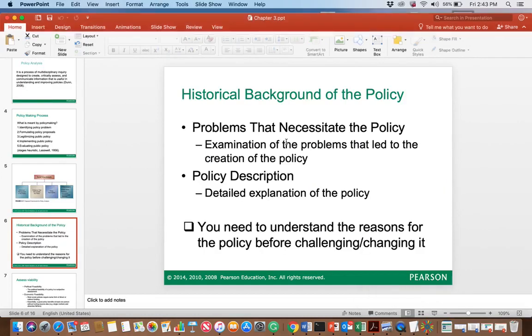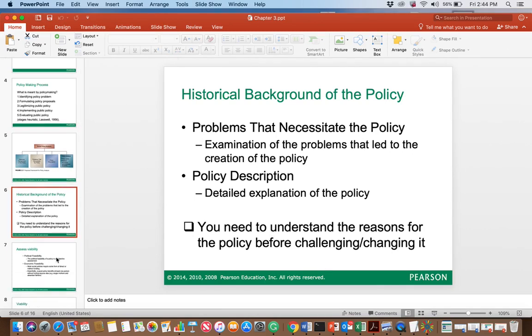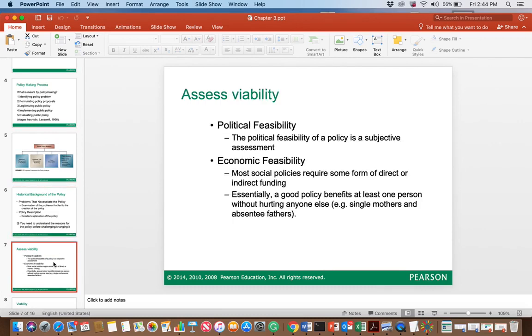So basically this slide is a recap of what I was talking to you about earlier. Historical background of the policy, the problem that necessitates the policy. In this case, you are examining what led to the creation of that policy in the first place. Policy description is a detailed explanation of that particular policy, as I've explained before. And this is a most important statement. You need to understand the reasons for the policy before challenging or changing it. I think that is a recall question in your examination. Just remember that will be the answer.